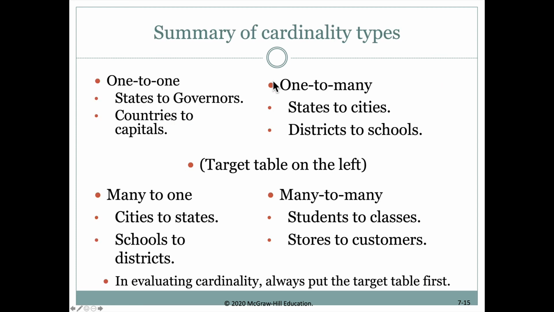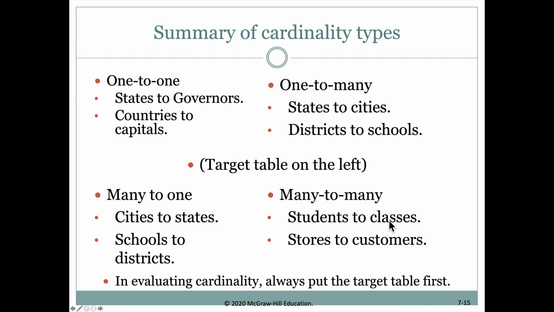So the summary of the cardinalities: we can have one-to-one joins. Examples of that would be like states to governors, because each state can only have one governor, or countries to capitals, because each country can only have one capital. A one-to-many would be something like states to cities or districts to schools. And the many-to-one would be just the opposite, right? Cities to states or schools to districts.